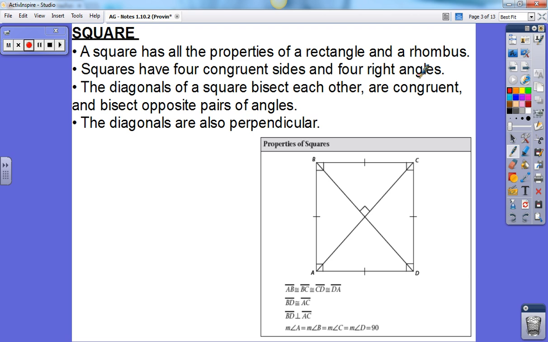Alright, so we've got a square. A square has all of the properties of a rectangle and a rhombus because a square is both a rectangle and a rhombus. So all sides are congruent, all angles are right angles, the diagonals bisect each other, the diagonals are congruent, the diagonals bisect the angles, and then the diagonals are also perpendicular.